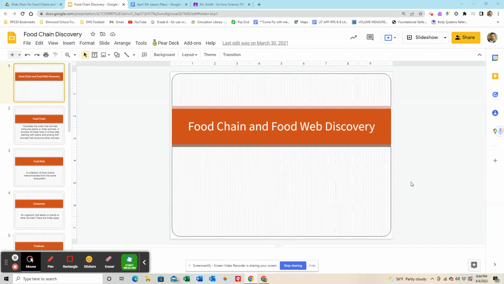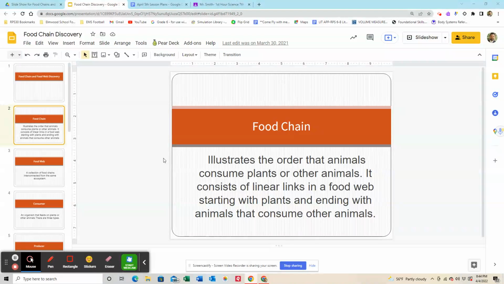Okay, class. This is our PowerPoint over food chains and food webs. We've learned a lot of these things already, but we're just going over some of the same things we've already learned and looking at how they specifically apply to food chains and food webs. And then you're going to use a food chain later today from an environment of your choice to illustrate that 10% principle that we learned about in our LOL diagrams.